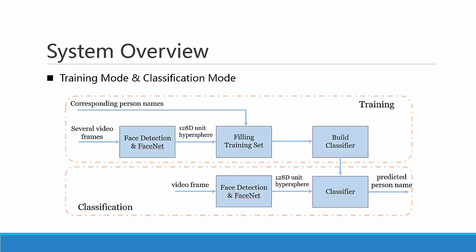When the classification mode is enabled, once the face is detected, FaceNet will calculate a new 128 dimensional unit vector. Then the classifier we built in the training mode will be applied to this vector and output the predicted person name.